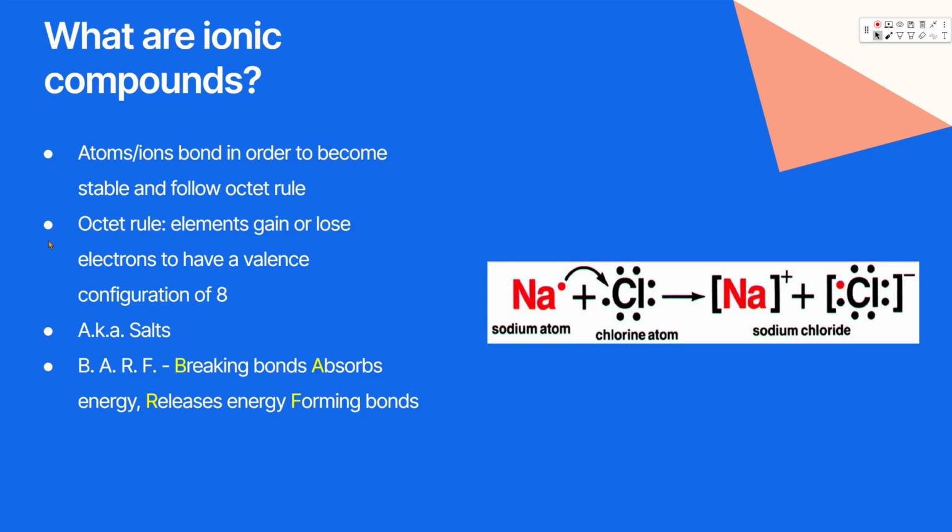What are ionic compounds? This is when ions bond in order to become stable and follow the octet rule. The octet rule states that an atom has to either gain or lose electrons in order to get a stable configuration of 8 valence electrons. These ionic compounds are also known as salts. An acronym that you can use for ionic compounds is BARF. When you break bonds, you need to absorb energy, and when you form bonds, you release energy.